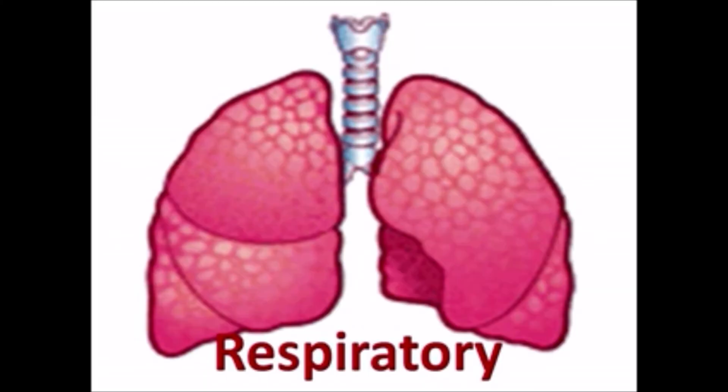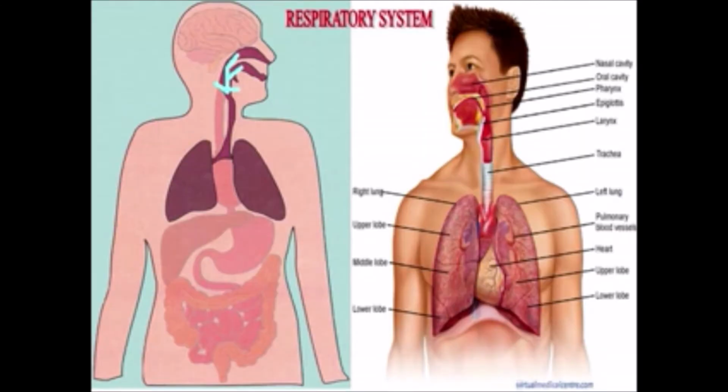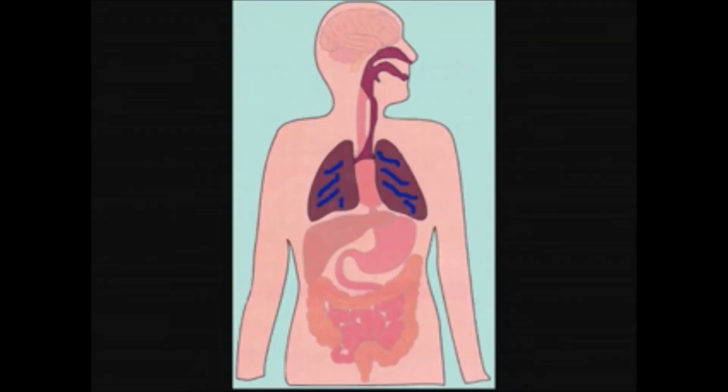Respiratory system. Just observe how you breathe in and how the air gets into your lungs. On the other side you have the parts of the respiratory system. You have a nasal cavity, oral cavity, pharynx, larynx, trachea, left lung and right lung, upper lobe, middle lobe and the lower lobe. The heart is inside your lungs, along with blood vessels.